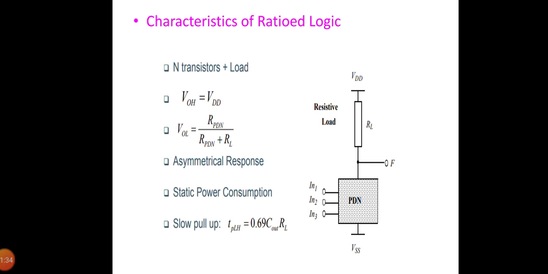What you see here is the characteristics of ratioed logic. It requires N transistors plus one load, and VOH is equal to VDD, and VOL is equal to R pull-down divided by R pull-down plus RL. And it has asymmetrical response and static power consumption, and its pull-up delay, that is tPLH, is equal to 0.69 into C into RL.